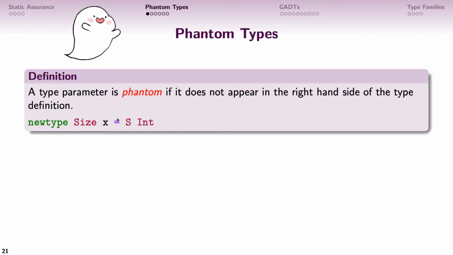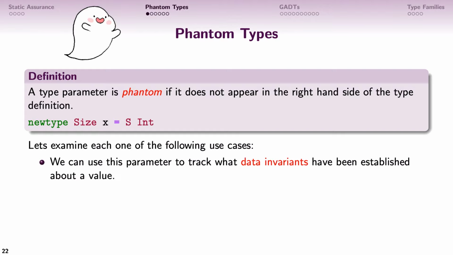So what's the point of having this? There's actually many very powerful use cases for this technique. We can use this parameter to track what data invariants have been established about a value. Essentially what it lets us do is introduce more type level distinctions than there are value level distinctions. So for example, if I have S of 7, I just know that that's a number 7.